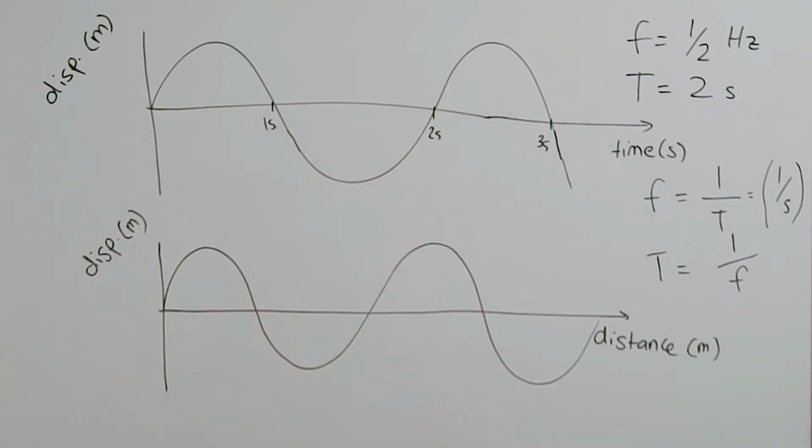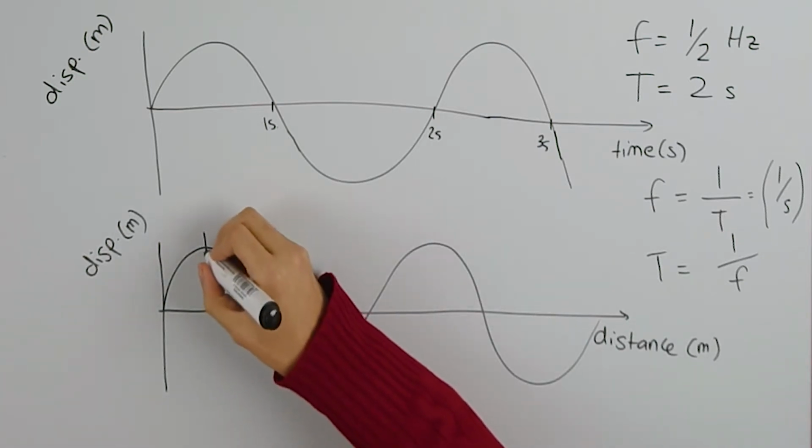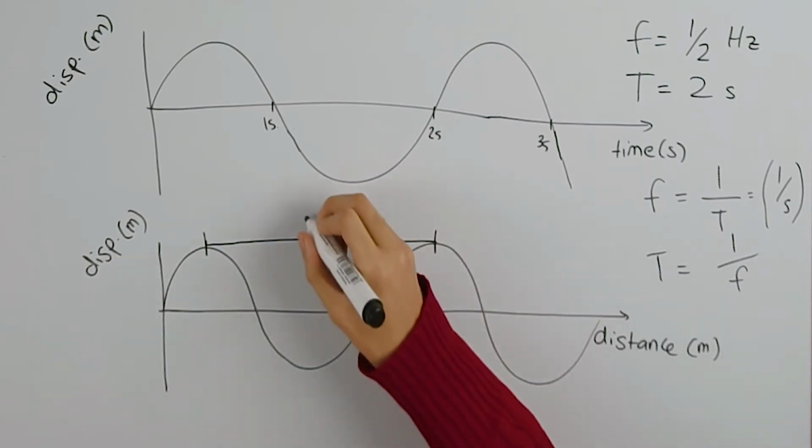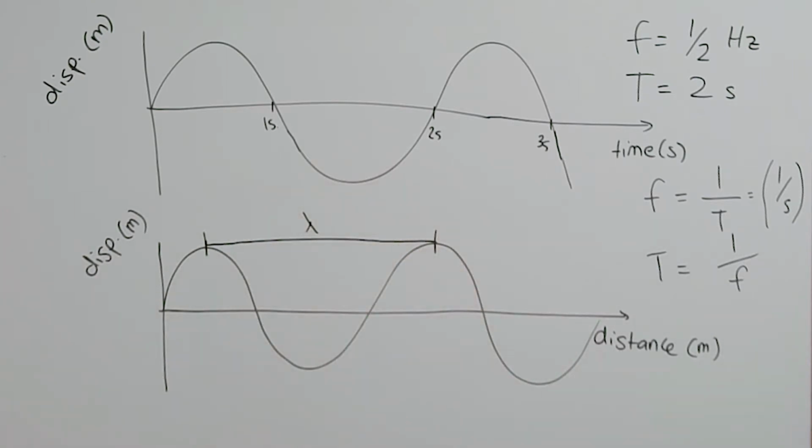So we actually have to use our distance graph instead to work out the wavelength. A common way of doing it is by looking at successive crests to work out the wavelength. So the wavelength here would be this distance there.